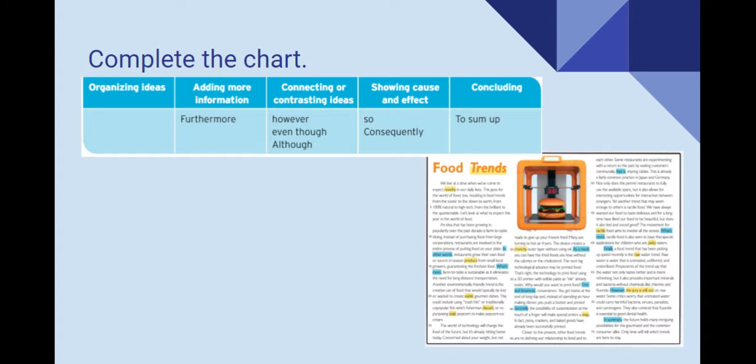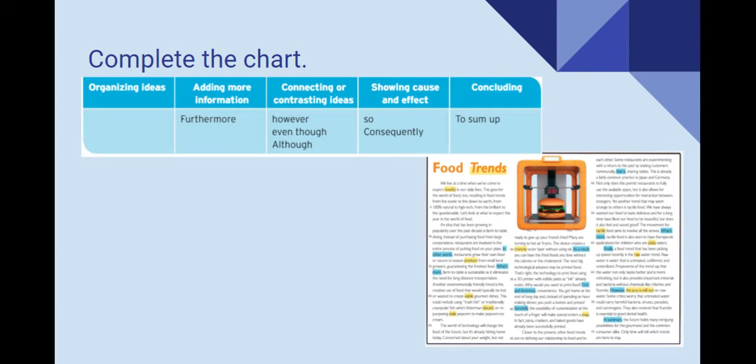Okay, great. Now, let's complete the chart here. You're going to be using the article in the page 64 to complete this chart. You have to use the phrases that are in blue. For example, in other words, what's more, etc. Pause your video while you do this and then come back to check.